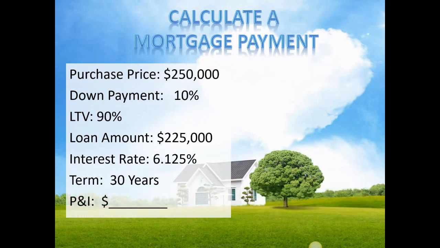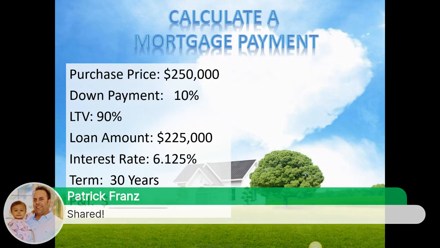All right. So now, let's just say in the same example, the interest rate that the homeowner is going to pay is 6.125, and they are going to get a 30-year mortgage. Now, they want to know how much their monthly payment is, so all they need to do is plug these variables into the calculator, and they'll come up with their monthly payment. Let me show you how that would look.